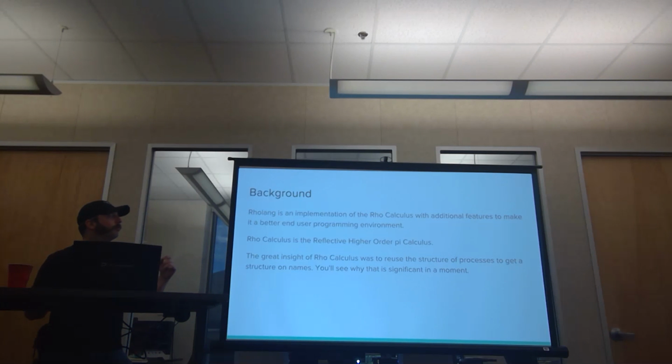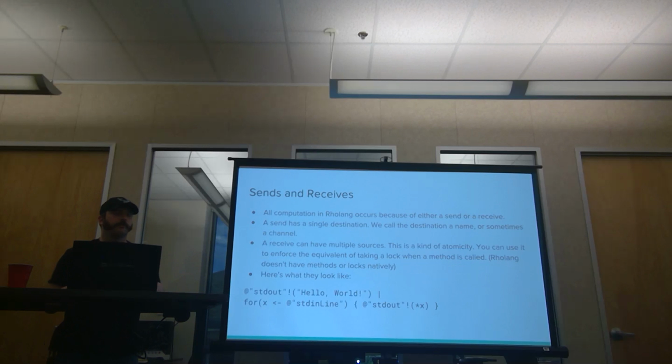And so one of the insights that led to rho calculus was that most of the pi calculus presentations just assume there's some set of names. In rho calculus, Greg Meredith, who created the rho calculus paper, wanted to add structure to names. And so he realized he could just reuse the structure of processes to get a structure on names. And as we go along, you'll see why this is significant.